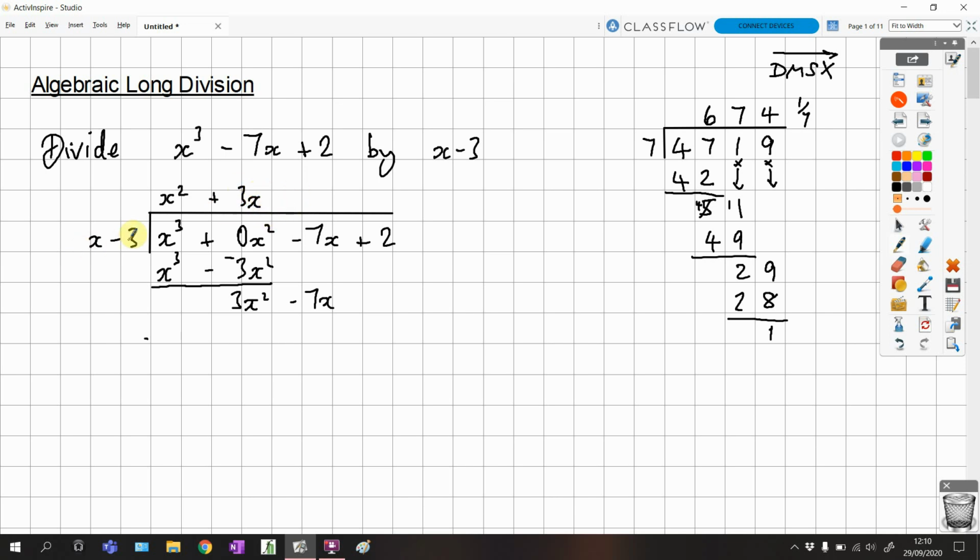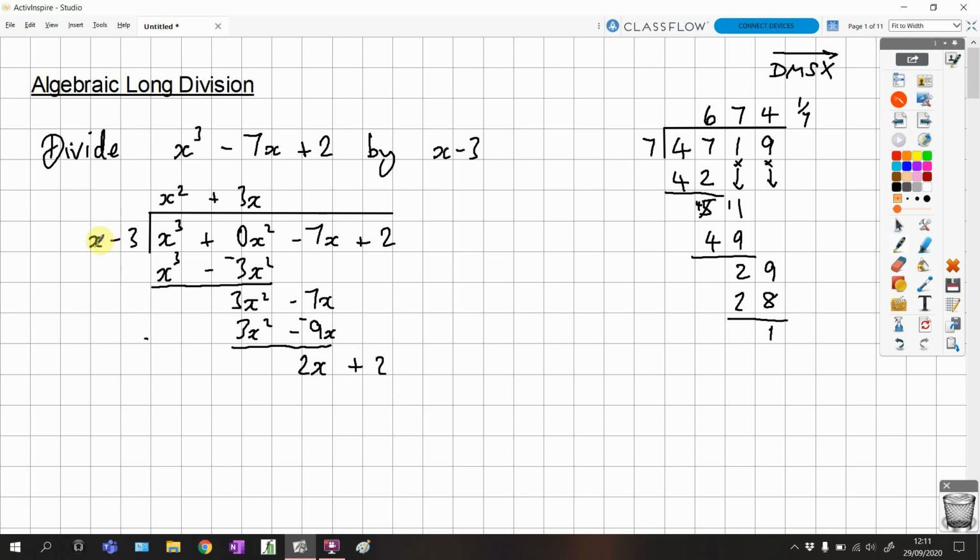Multiply 3x by x minus 3 gives me 3x squared minus 9x. Subtract. Again, it's helpful to show that in there, because now I can see that I've got negative 7x plus 9x. If you don't write that minus in, you're very, very likely to go wrong. But this gives me a positive 2x. And bring the plus 2 down to here.